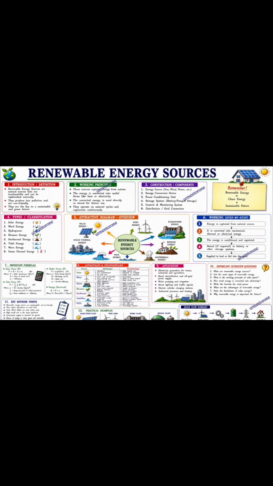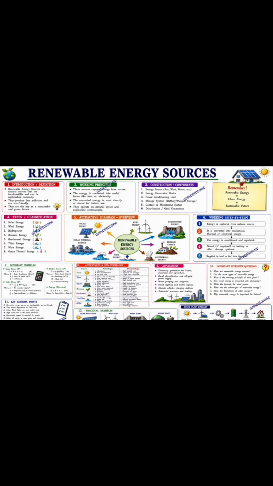The renewable energy system includes different energy sources such as solar energy, wind energy, hydropower energy, biomass energy, geothermal energy, wave energy, and ocean thermal energy. All these sources contribute to clean electricity generation.